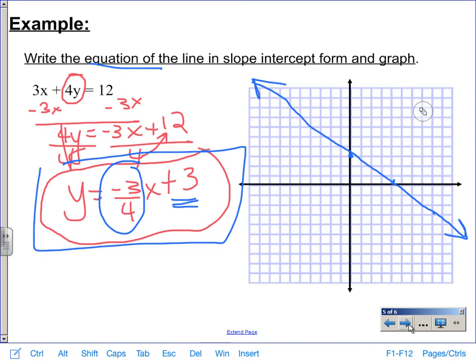So now you have 3 other equations that you need to practice, as well as the last problem. So be prepared for class tomorrow with those 4 problems completed.